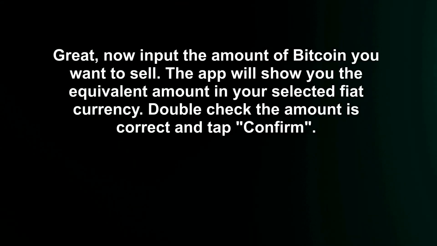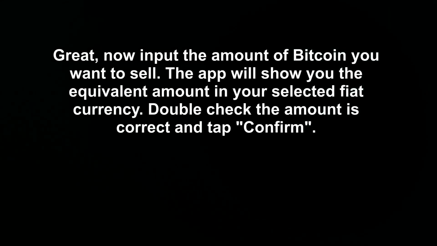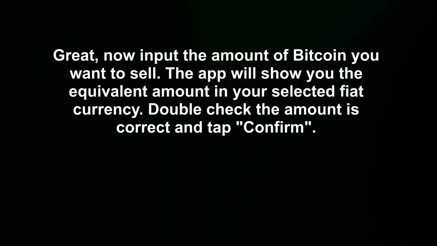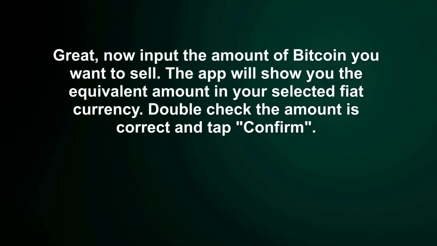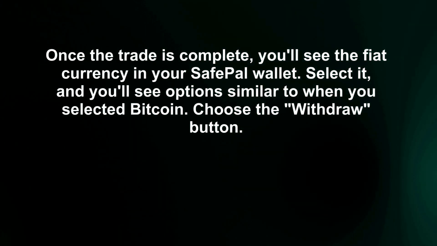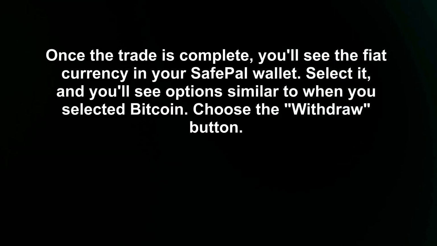Great, now input the amount of Bitcoin you want to sell. The app will show you the equivalent amount in your selected fiat currency. Double-check the amount is correct and tap Confirm. Once the trade is complete, you'll see the fiat currency in your SafePal wallet.